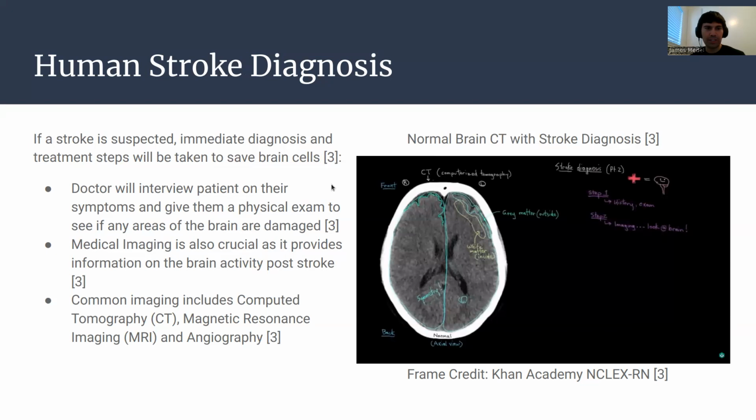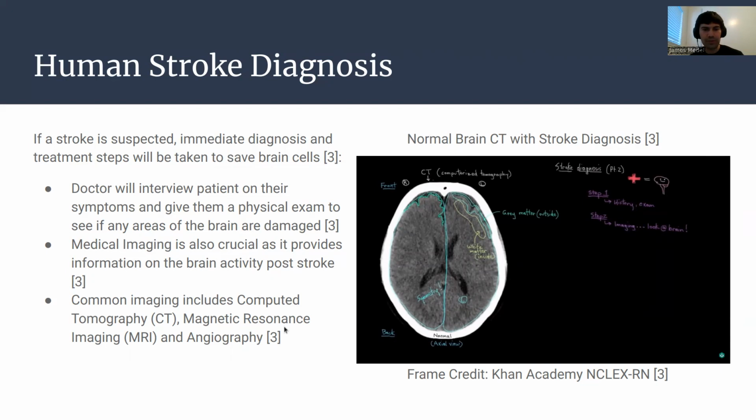Okay, so typically a doctor will interview the patient. They'll learn about the stroke symptoms that the patient may be experiencing and give them a physical exam to see if there's any indication of brain damage from the stroke. And medical imaging is a crucial part of stroke diagnosis, and a human typically will go through and identify certain regions of the brain that are suffering from stroke. This is the piece that we're looking to automate and assist neuroradiologists with, using an AI-driven approach with deep learning.